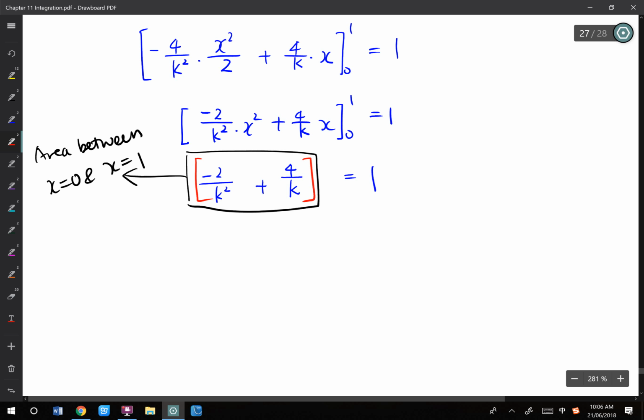Year 12 students should be able to do that, okay? We times k squared on both sides. Doesn't matter what you're trying to do, you see a denominator, you get rid of the denominator. That's the first thing you do. Otherwise, you can't see what the equation should look like. So what we have is minus 2 plus 4k equals k squared, so k squared minus 4k plus 2 equals 0.